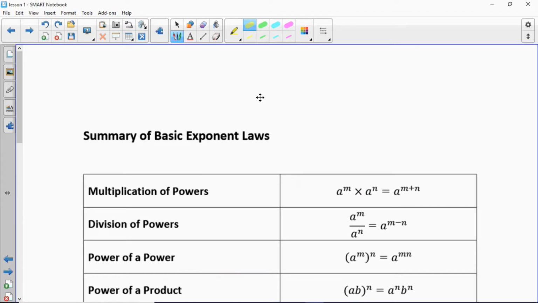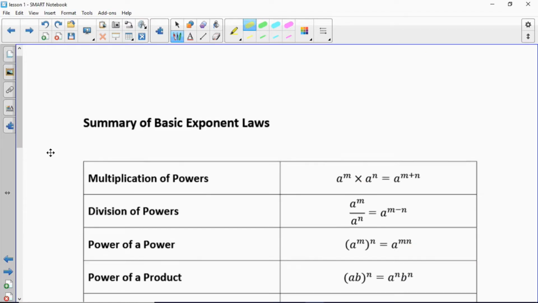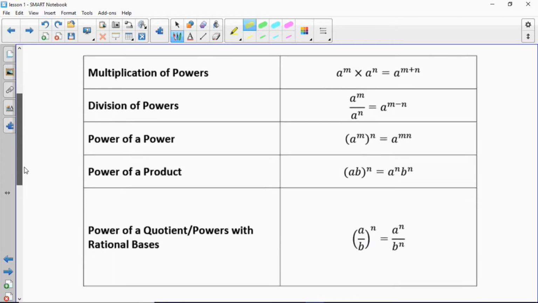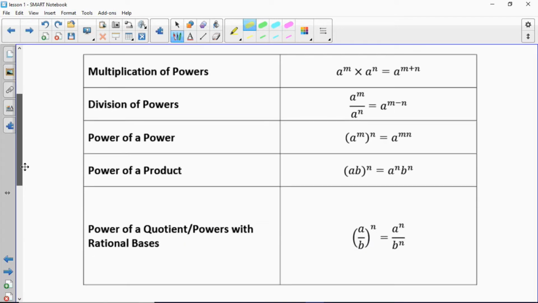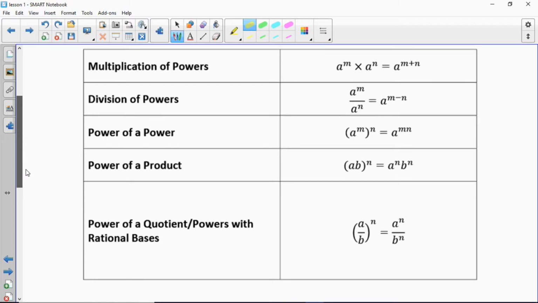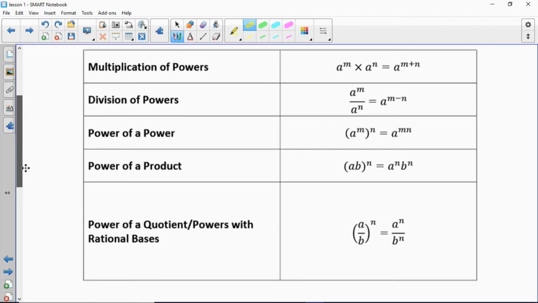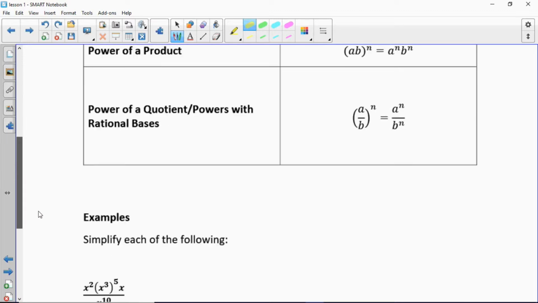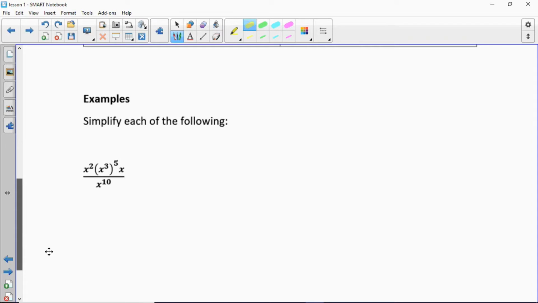As a review, here are all of the exponent laws we talked about in this video. Okay? Multiplying powers, dividing powers, power of a power, power of a product, and power of a quotient, or powers with rational bases. Often we use more than one of these rules when we're evaluating expressions with exponents. Okay, so let's simplify the following.